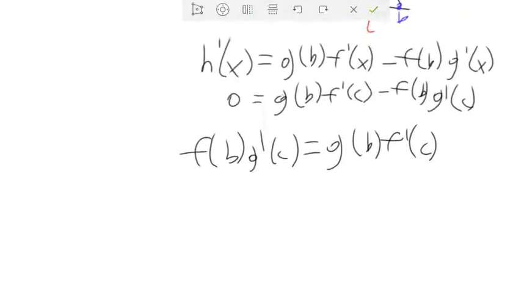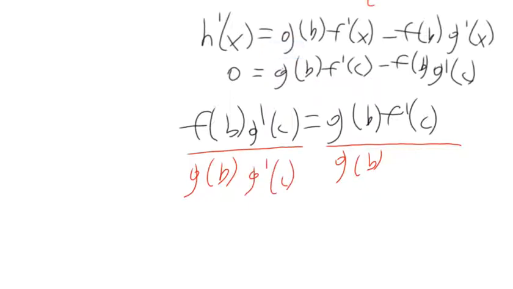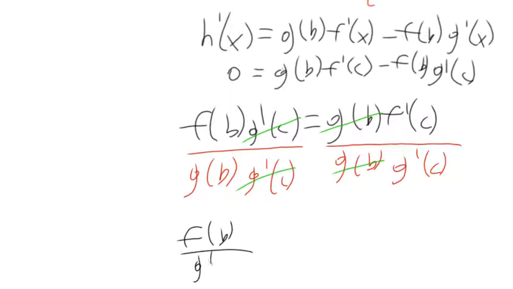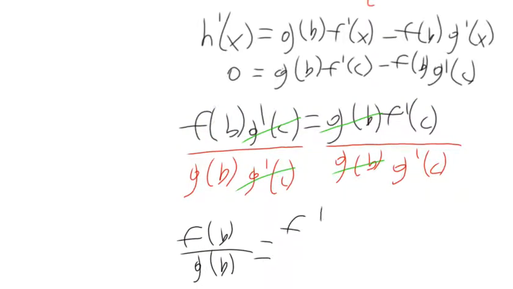And now I'm just going to separate some things, so I'm going to divide both sides by g of b, and I'm also going to divide both sides by g prime of c. And as you can see, these will cancel, and these will cancel. And we have f of b over g of b equals f prime of c over g prime of c.